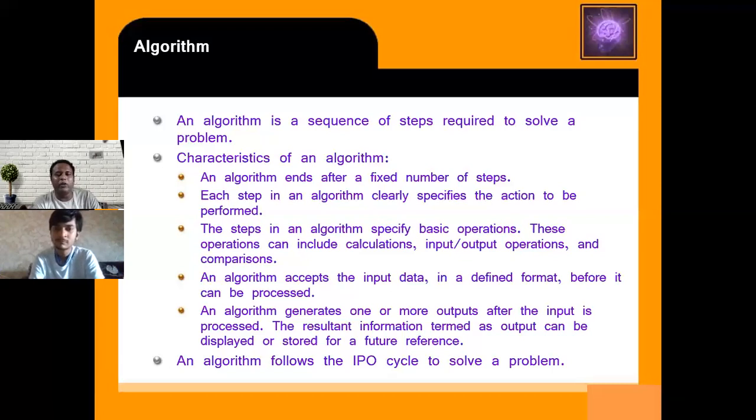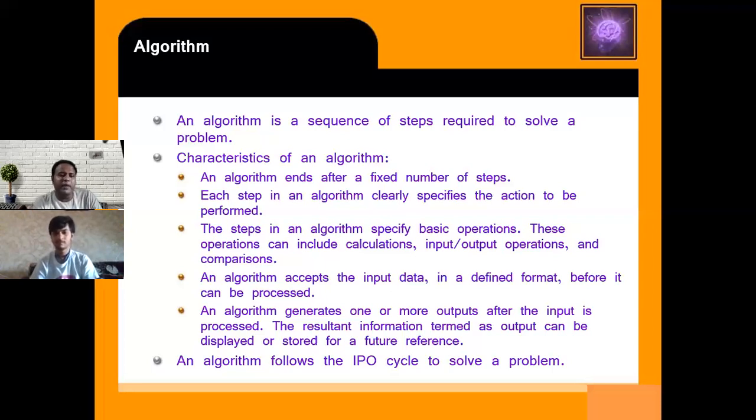Each step in an algorithm clearly specifies the action to be performed. Every step is described. The steps in the algorithm specify the basic operations. These operations can include calculation, input-output operations, and comparison. So every step describes the input that you have to take, then what operation you can perform, then what output you want to get.